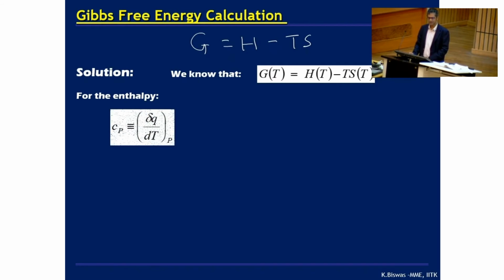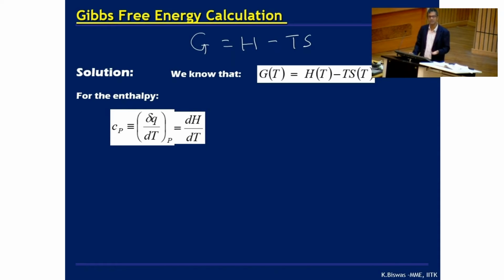Now H is related to Cp actually. Cp is heat capacity. You already studied it in the second year of bachelor's, or maybe if you have not, please go to any book of thermodynamics like Gaskell, or another thermodynamics text. Okay, correct. That's equal to dH by dT.